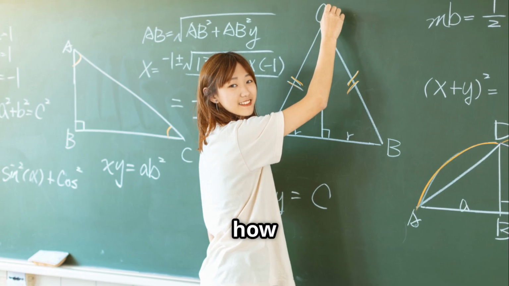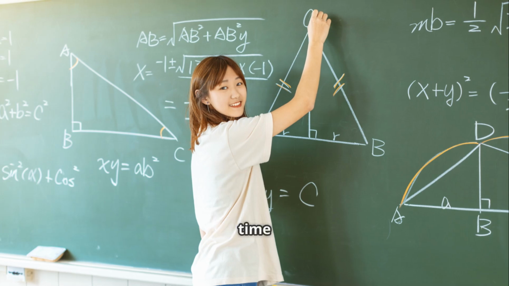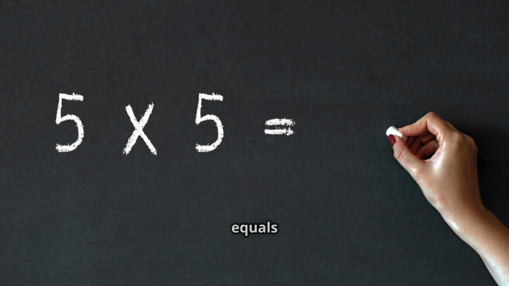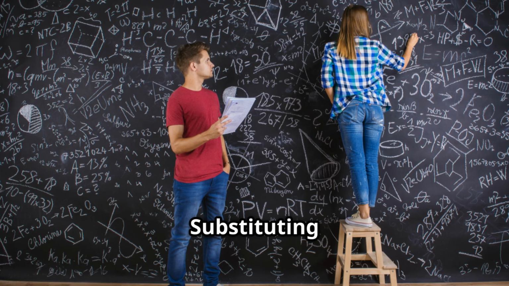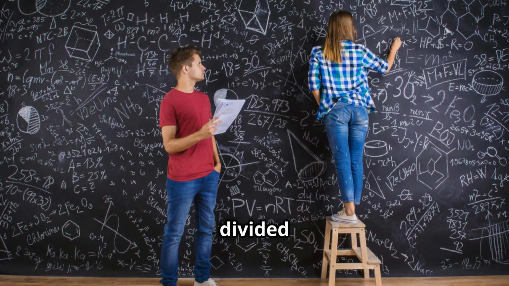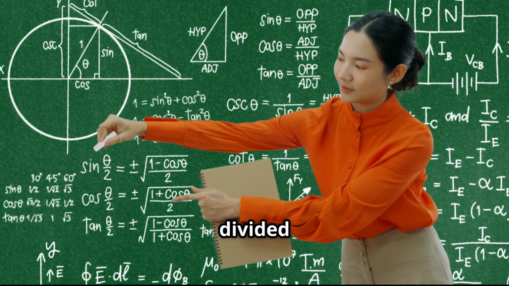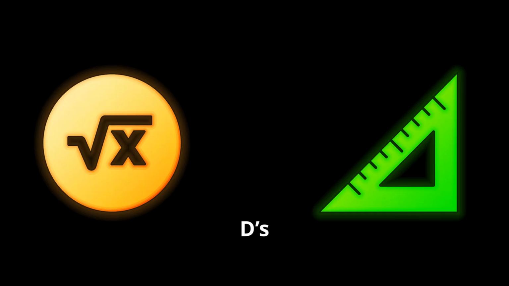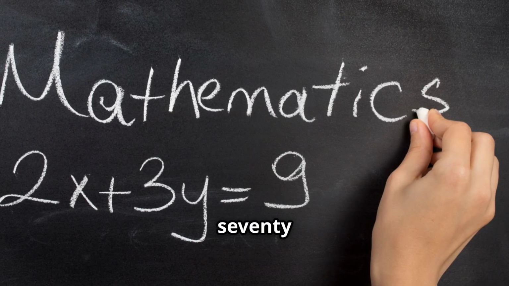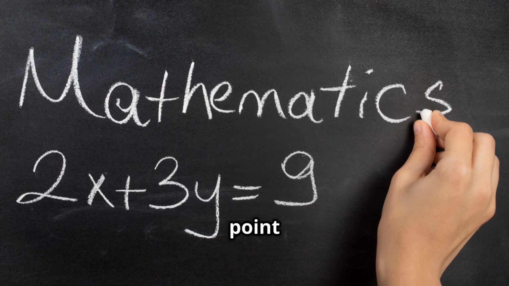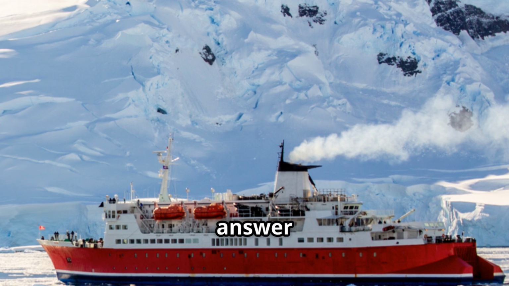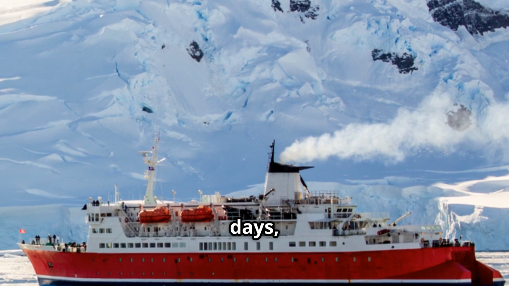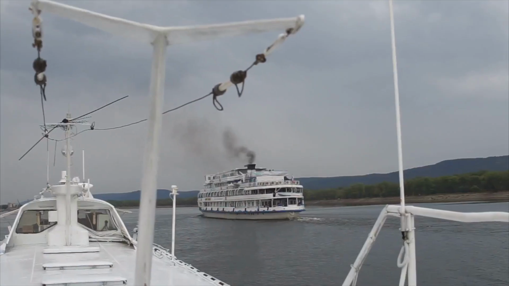Since we want to find how long the journey would take without the current, the time in still water would be t equals d divided by s. Substituting s equals 12d divided by 70, t equals d divided by 12d over 70. The d's cancel out, leaving t equals 70 over 12, approximately 5.83 days. So the correct answer is 5.83 days, slightly less than 6 days.